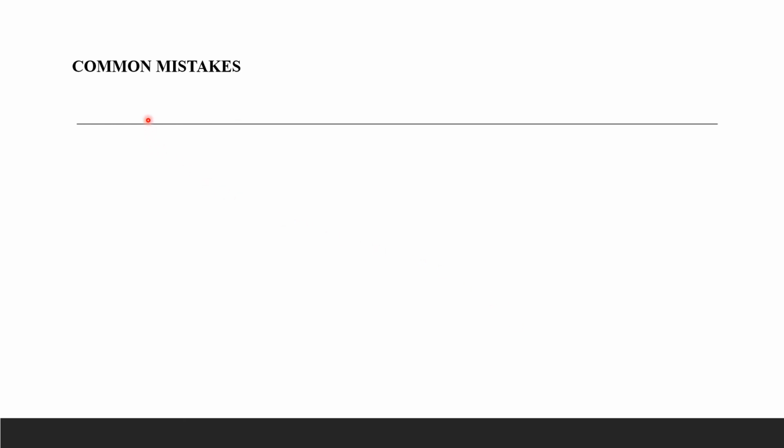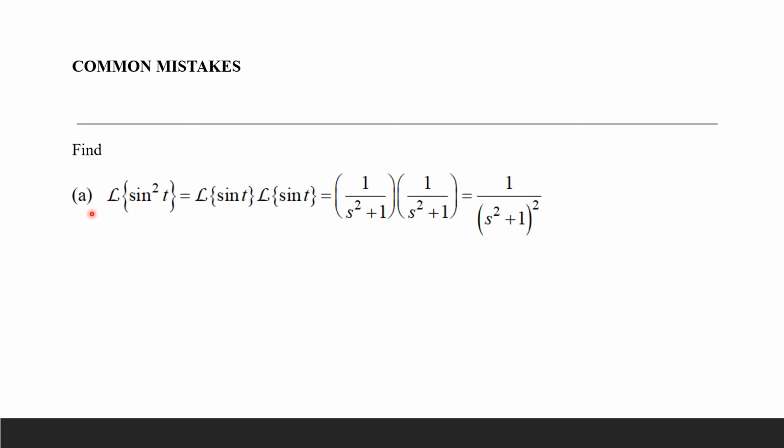Before I end this lesson, let me point out some mistakes that are commonly made by some students. These are some examples of questions. Find A, the Laplace transform of sine squared t. Now sine squared t is the same as sine t multiplied by sine t. Is it true that the Laplace transform of sine squared t is equals to Laplace transform of sine t multiplied by the Laplace transform of sine t? No, it is not true.